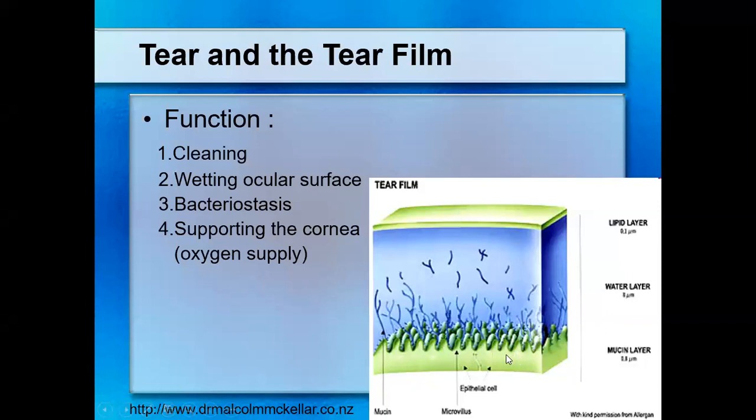Why the mucin layer? Mucin is the adherent part of the tear film. It is sticky, and it sticks to the conjunctiva and cornea, so that the tear film stays over there, hangs over there. So these are the three parts of the tear film. Okay, what are the functions of the tear film? It cleanses the eye, it wets the eye, and it has a bacteriostasis property.